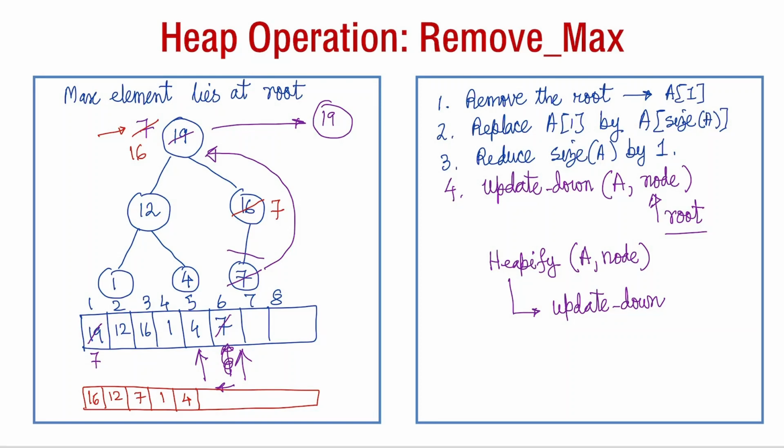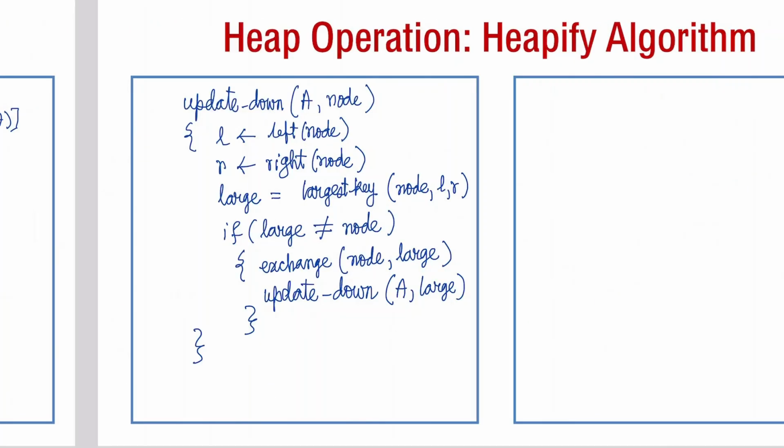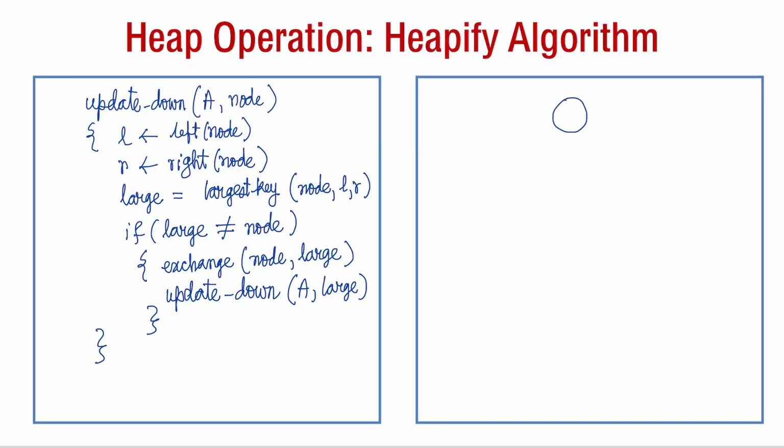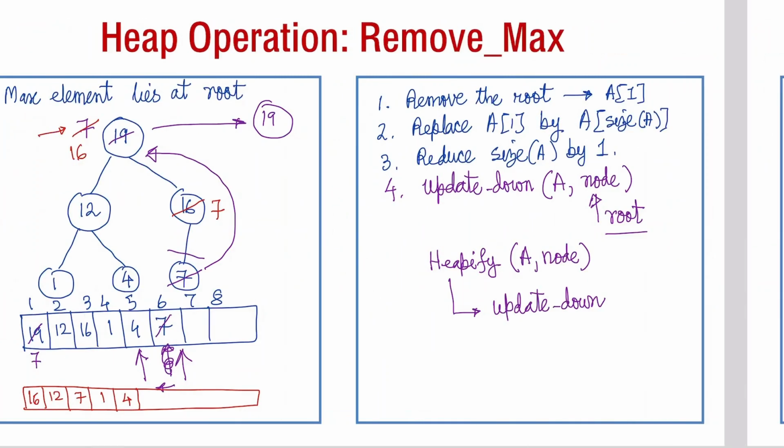And this update down, as we have seen in our previous example, we had this sort of an example and we created this new array. Let us see if we want to delete an element from this now. So we had ended up creating 16, 12, 7, 1, 4. This is what we had done after this step.